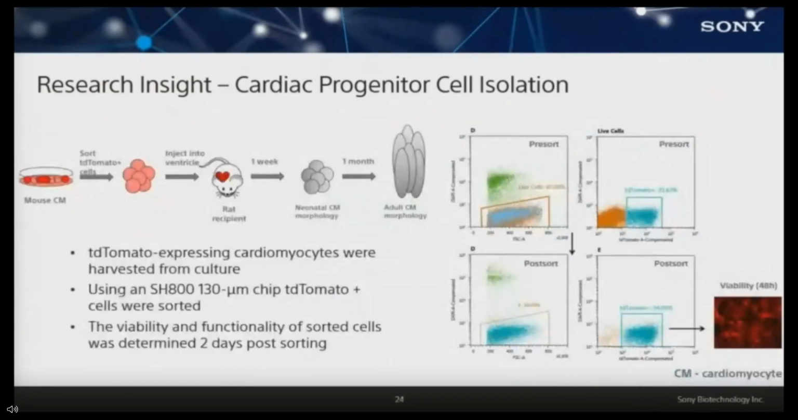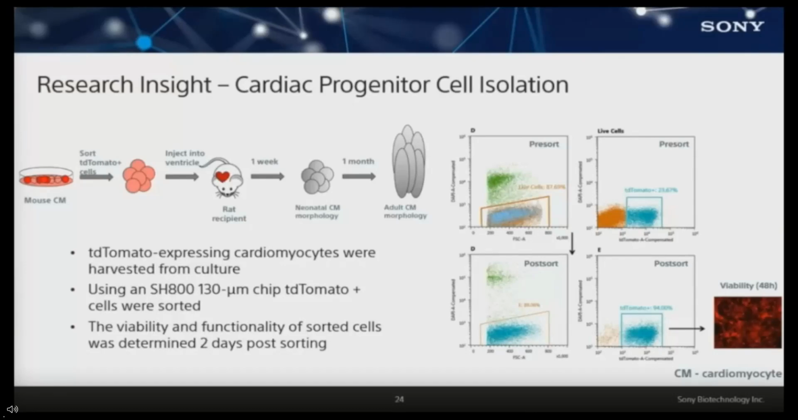And so just to show a little bit of this workflow, doing the cardiac progenitor cell isolation and growing it out and having that viability, we have this workflow here. So, you isolate the cardiomyocytes. They're grown in culture. They're tagged with red fluorescent proteins such as TD tomato. The cells are then sorted with the SH800 based on that TD tomato expression. In this case, we target that expression plus viability and functionality. This was determined 2 days after sorting.